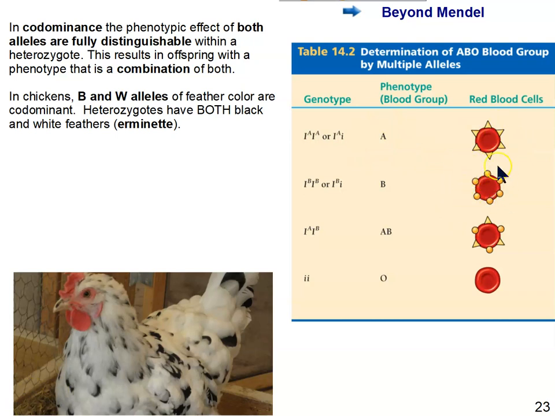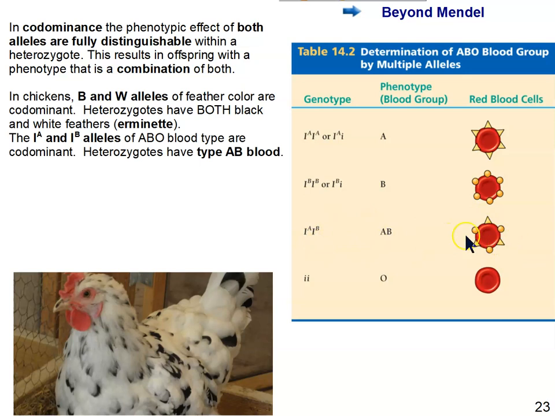So people that have type A blood have the A antigen on their red blood cells. Those that have type B blood have the B antigen. Those that have type AB blood have both, and that's the situation that describes or is an example of codominance.